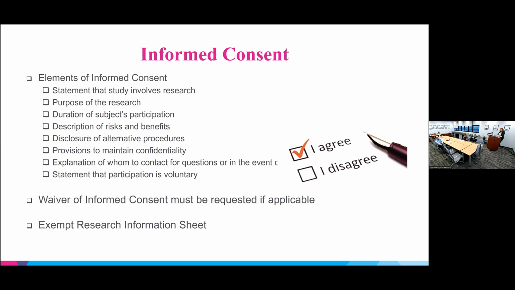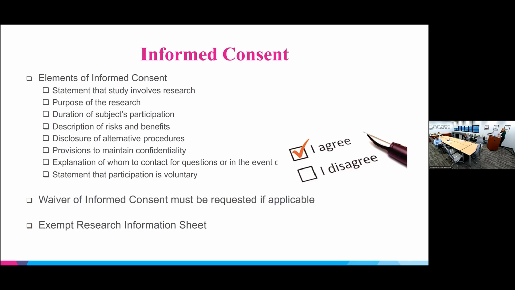We have a template in the Root library for a research information sheet. This is basically a one-pager that would cover the purpose of the study, the statement that participation is voluntary, what they'll be asked to do, and the risks. The research information sheet doesn't have a signature line. It just needs to be presented to participants before they agree to move forward.